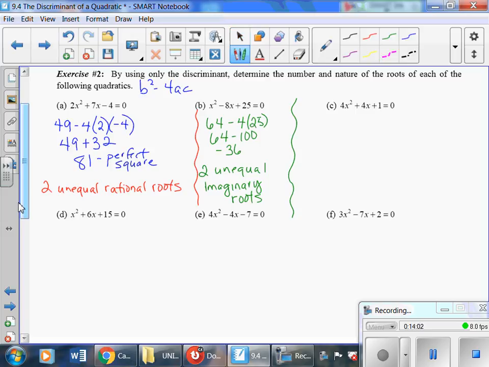Okay, and I'm sorry, number C, I think it's the last one. B squared minus 4 times A times C, this time C is 1, and this becomes 16 minus 16, which is 0. So when it was 0, if you remember, that's when we got that double root. We only got one rational root out of this one. Okay, the board is writing spooky again.